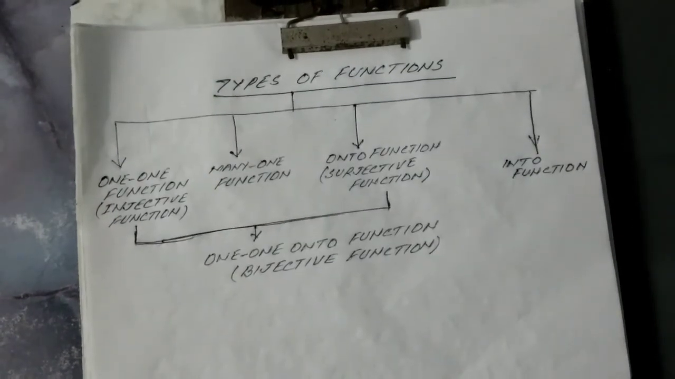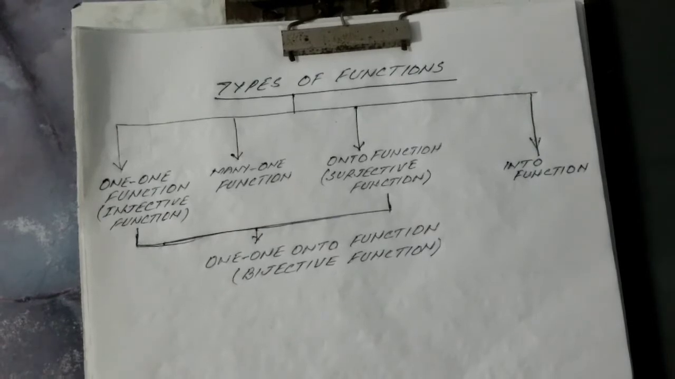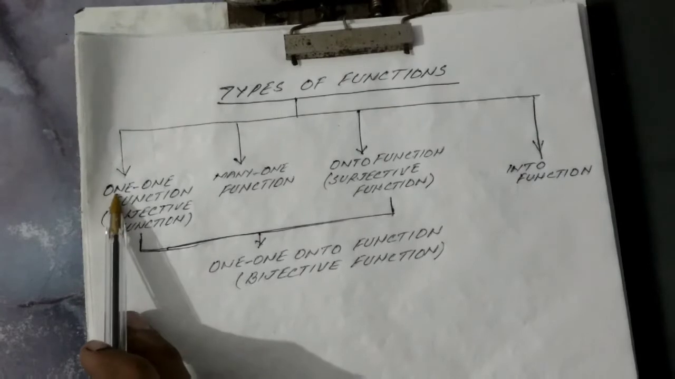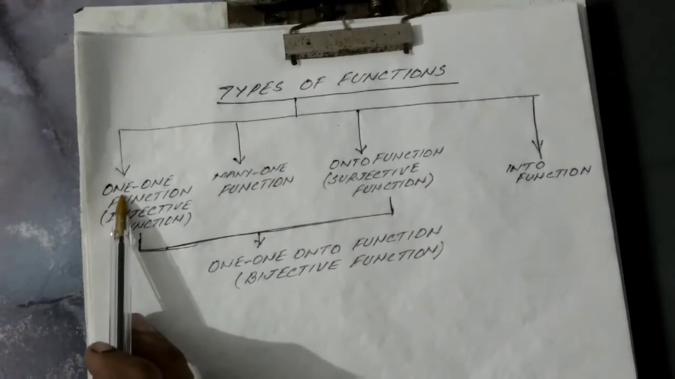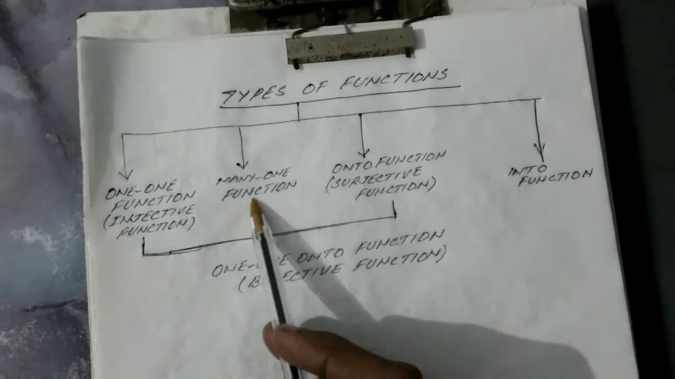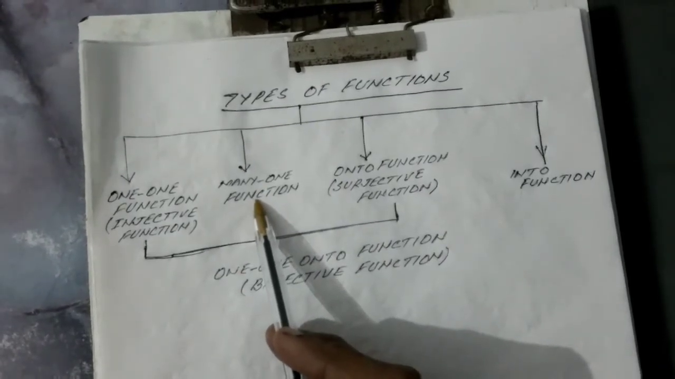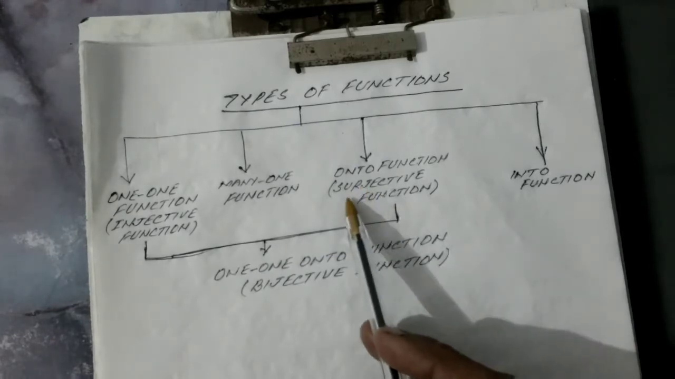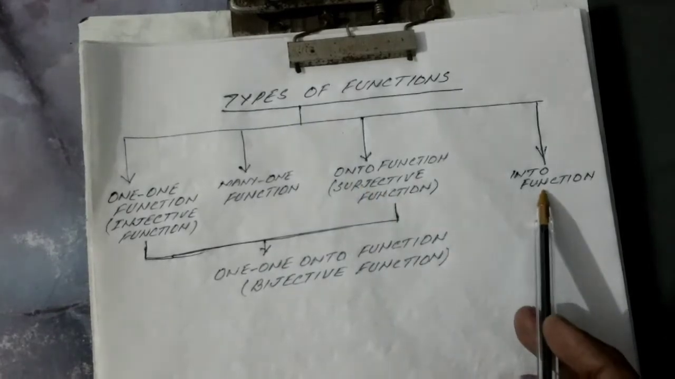Now let us talk about the types of functions. So primarily there are four kinds of functions. The first one is one-one function, which is also known as injective function. Second type is many-one function. Third type is onto function, which is also known as surjective function. And fourth is into function.